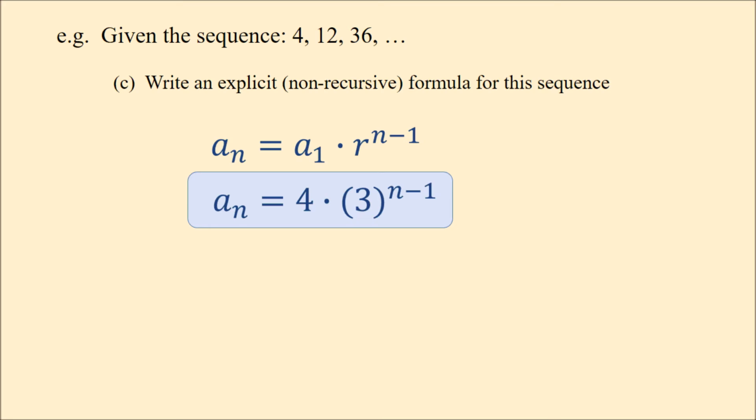This formula is so much better than the recursive formula because if I wanted, say, the 20th term, I could just let n equal 20. A sub 20 would equal 4 times 3 to the 19th power. I wouldn't have to find all the terms that led up to the 20th term like the recursive formula would require me to do. In the recursive formula, to get the 20th term, you'd need to know the 19th term so that you could multiply it by 3. Since you wouldn't know the 19th term, pretty soon you end up back at the beginning of the sequence.